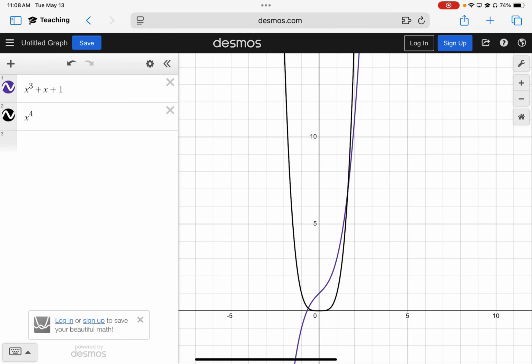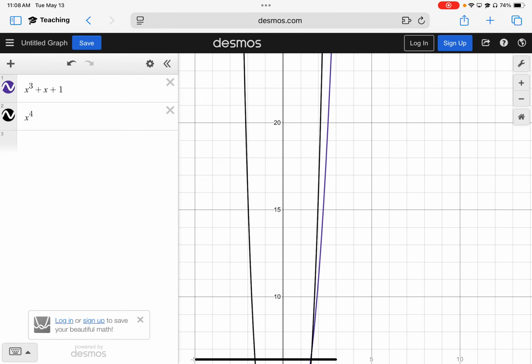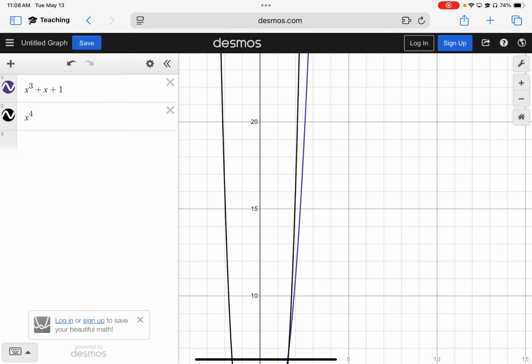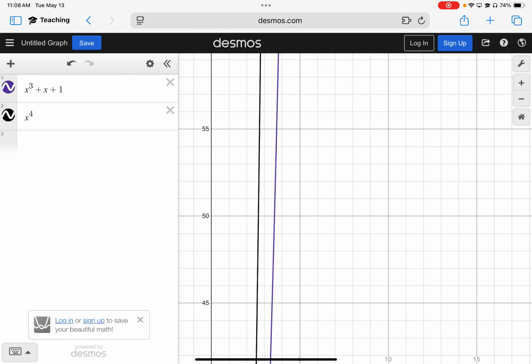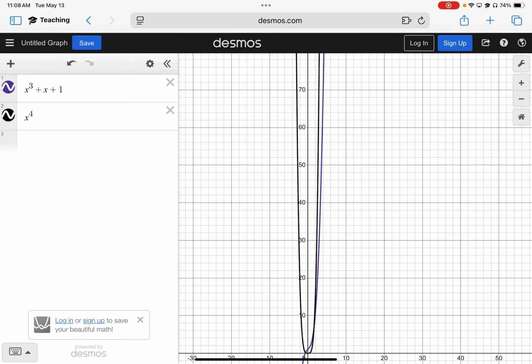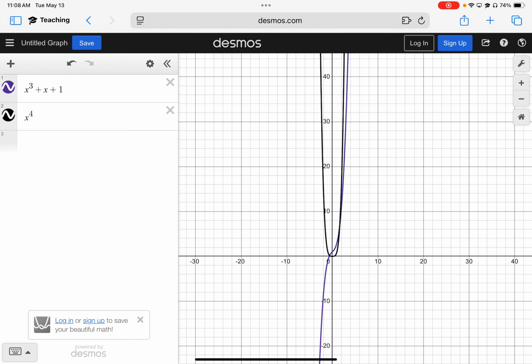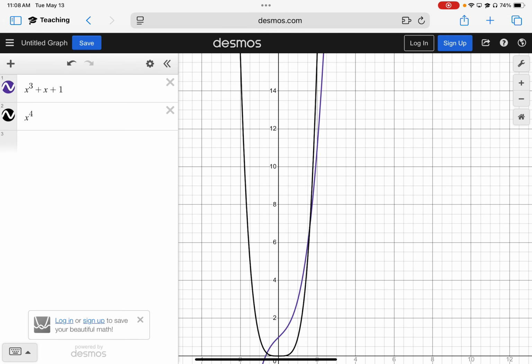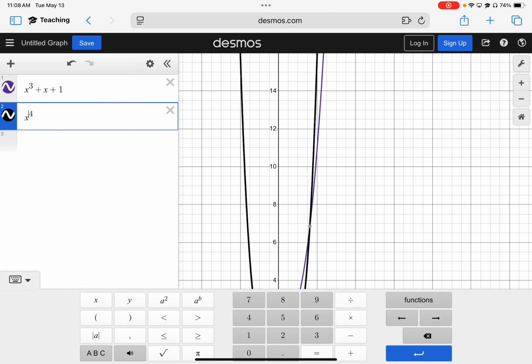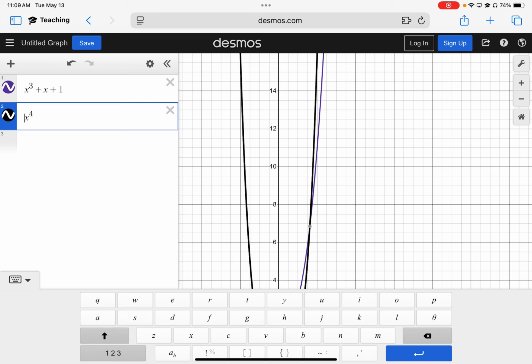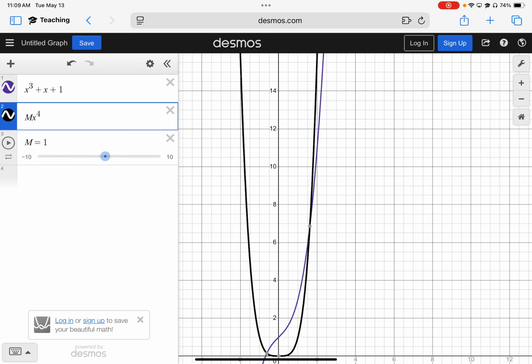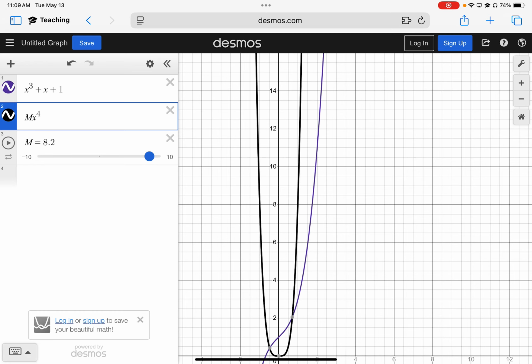Okay, so we see that the purple function x cubed plus x plus 1 is eventually less than x to the power 4, the black function, and it seems to continue that way forever. So we actually could have chosen n equal to 1, since it wasn't actually necessary to make a constant multiple of x to the 4. Like, we didn't need to sort of contract it to make it true.